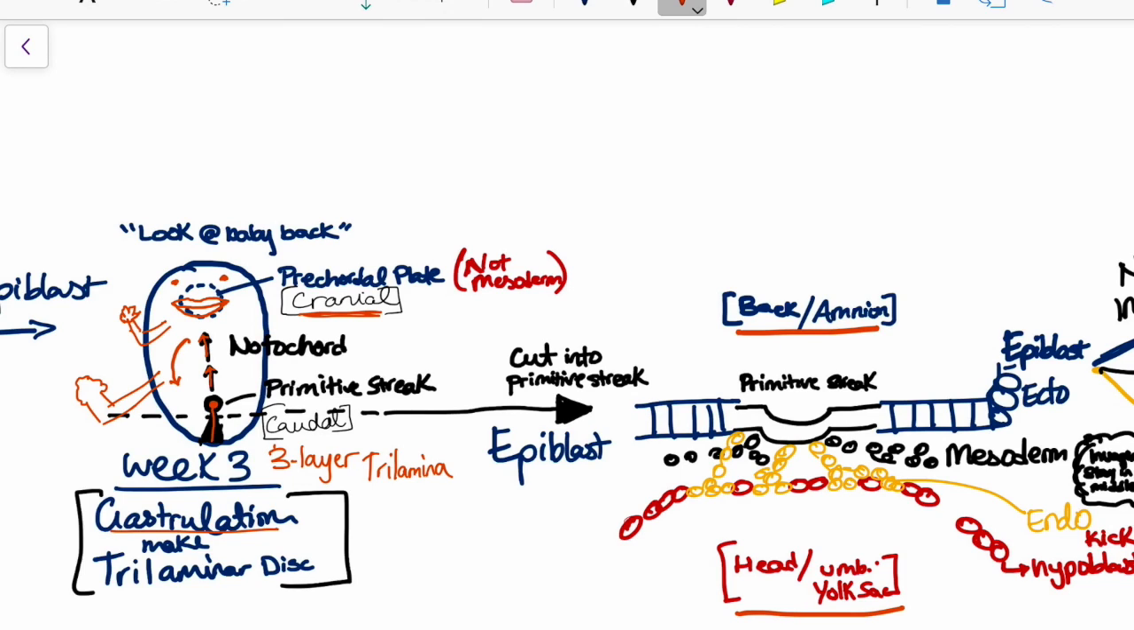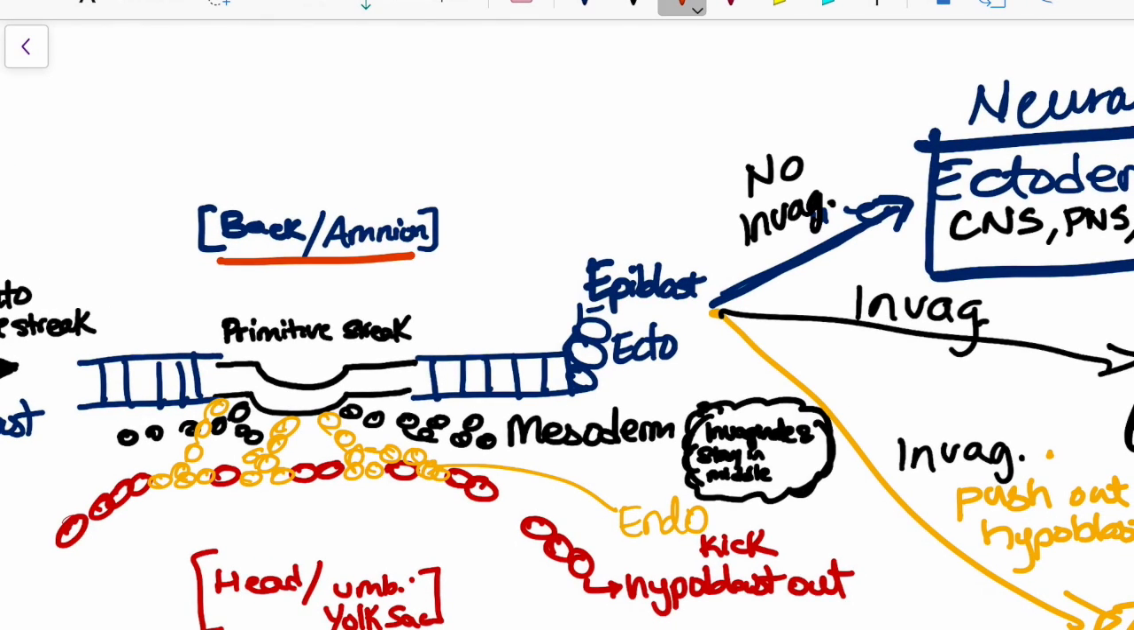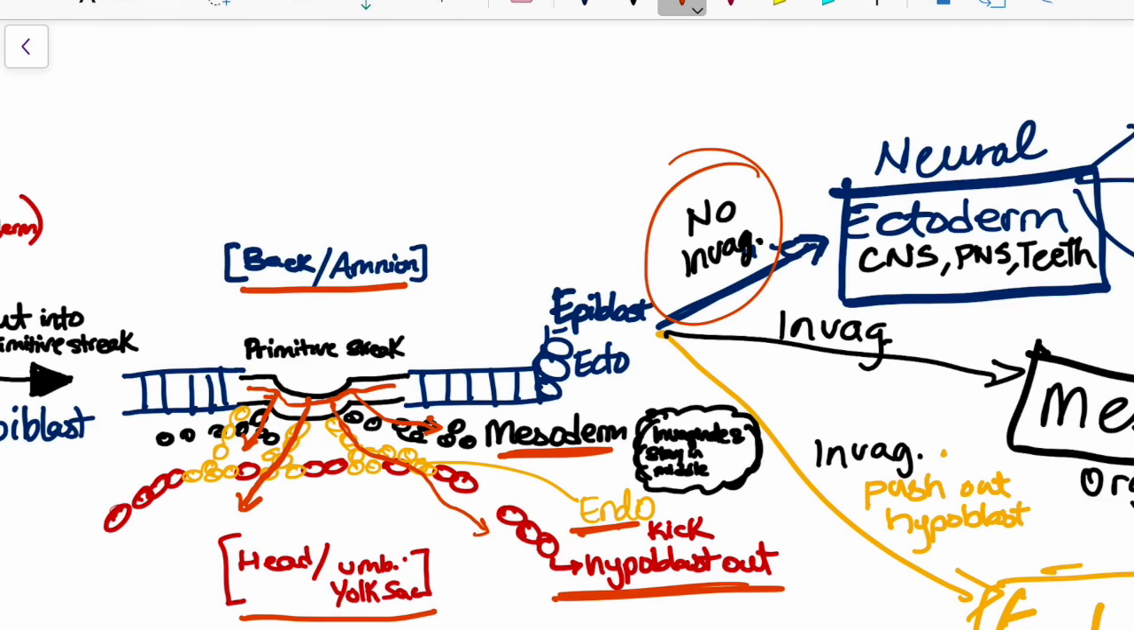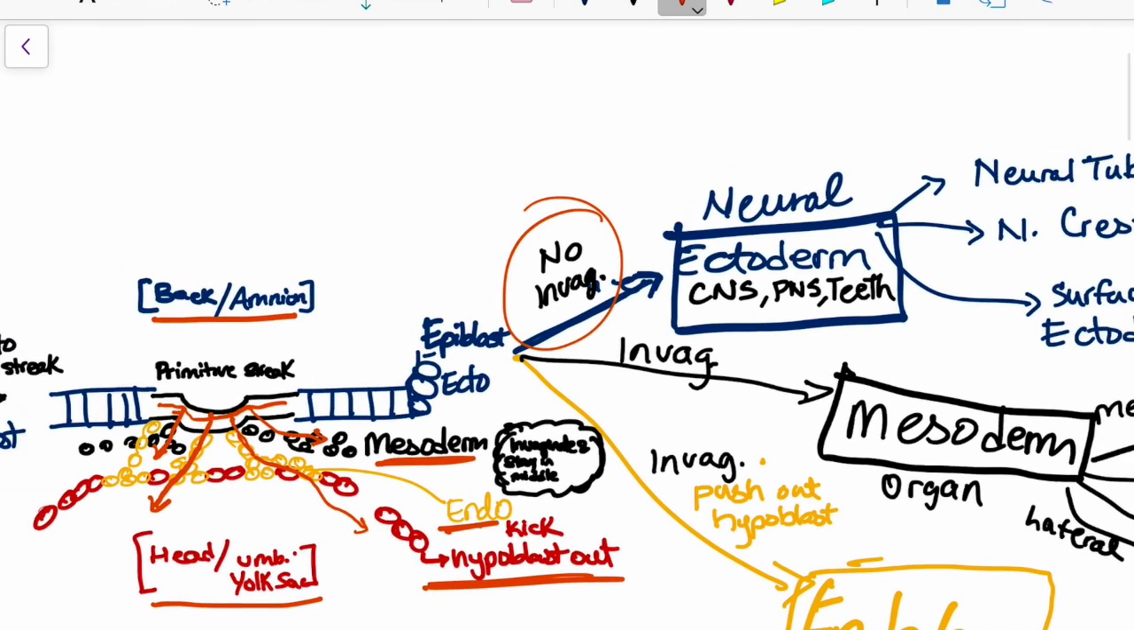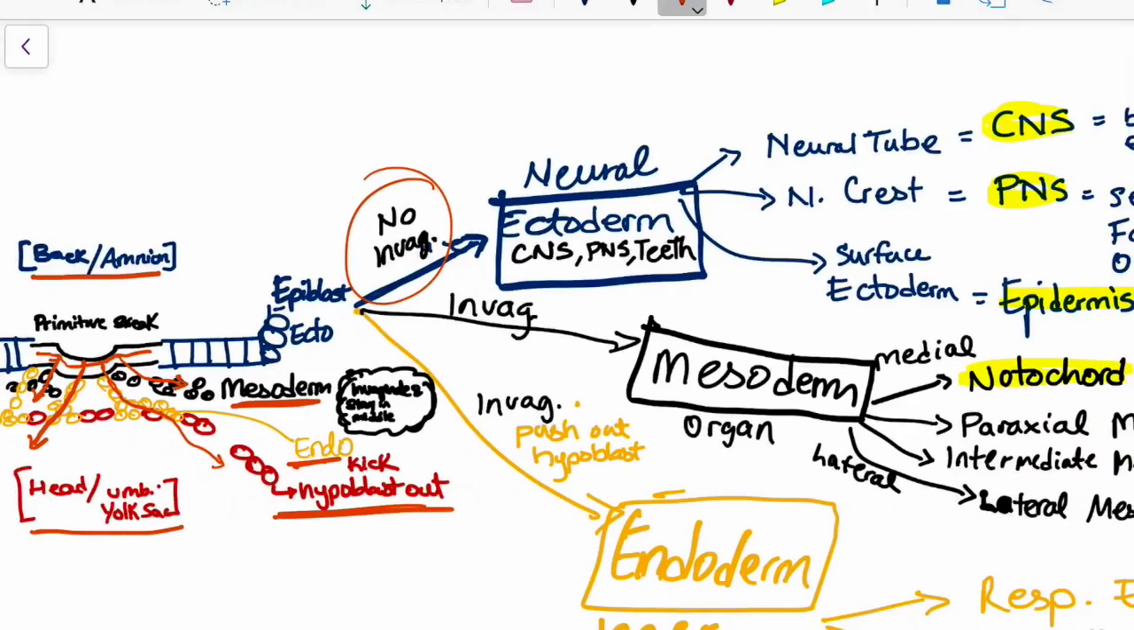So we have our epiblast that will either invaginate or not. If it does invaginate and leaves the primitive streak, it can either stay in the middle space, called mesoderm, or it can push the hypoblast out. If it pushes the hypoblast out, that will give us our endoderm. So mesoderm stays in the middle, and epiblast makes the ectoderm, and that is no invagination. If it stays in the same layer, it's ectoderm. If it stays in the middle, it's mesoderm, and if it pushes out the hypoblast, it is endoderm, facing the yolk sac.